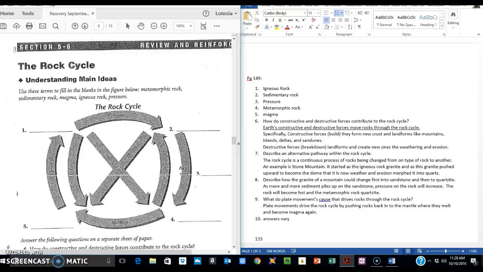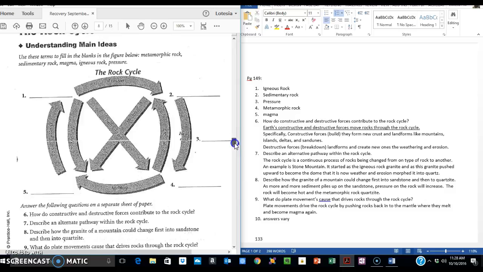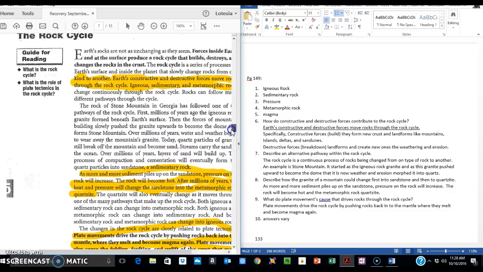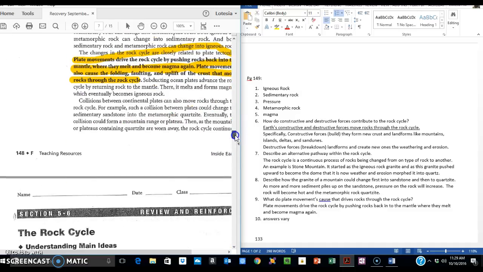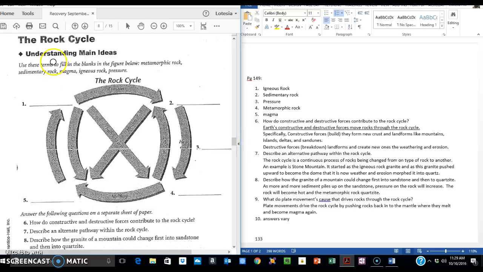The first page is page 149. This is the one on the rock cycle, understanding the main ideas. So you had a diagram to label and several questions to answer. The first page located right in front of it is actually where you're going to find these answers. In my Adobe, I was able to go through and highlight passages that answered my questions. But we'll start here with the rock cycle diagram.